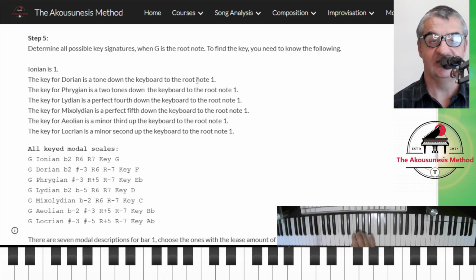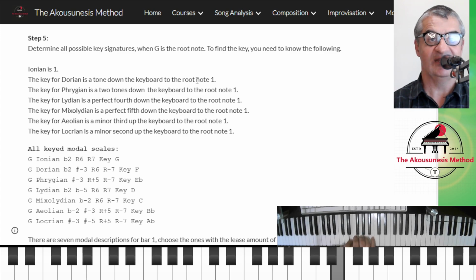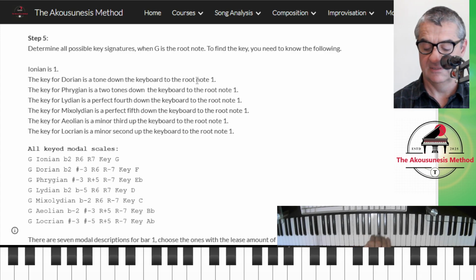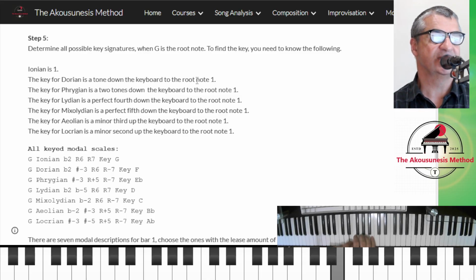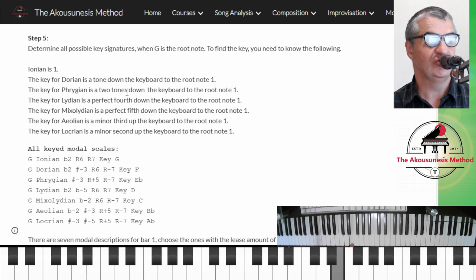So for Phrygian, remember in the key of C, it's always going to be C. We're moving up, it's going to be C. So you can see that the Phrygian starts on 2 tones from the root. So if we have E Phrygian, that's going to be 2 tones down. The key for Phrygian is 2 tones down the keyboard to the root note 1.